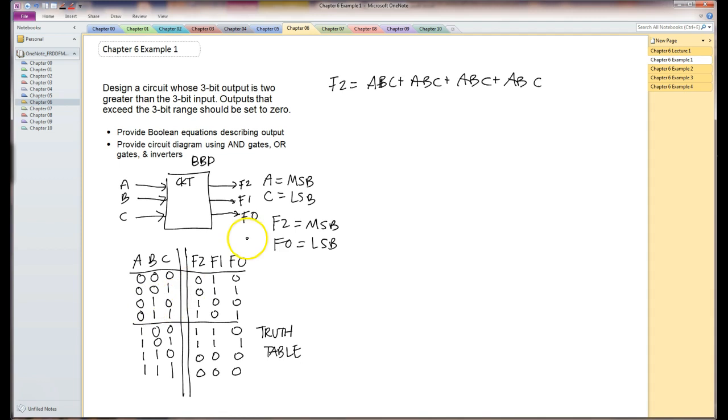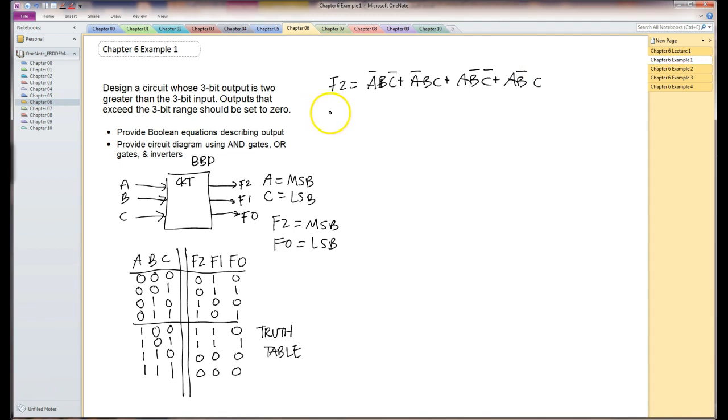Right here is a 1. You can see that A and C are complemented. Here's the next one, where A is complemented. A has a 0, which we represent with a complement in the equation. Here is the next one, where B and C are complemented. Here is the next one, where B is complemented. And there's my equation for F2.